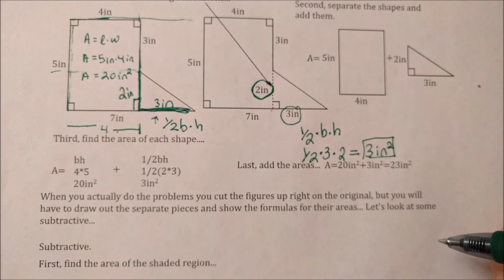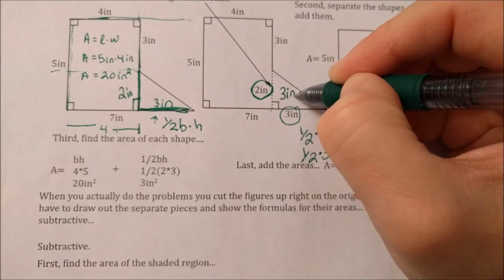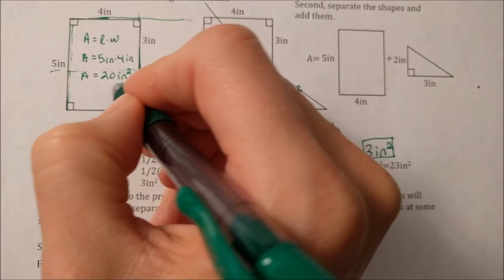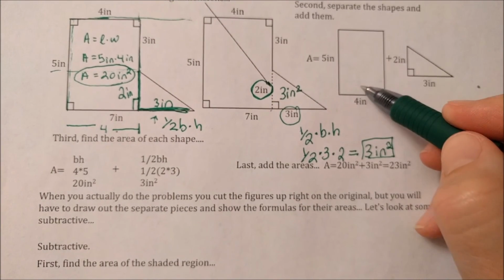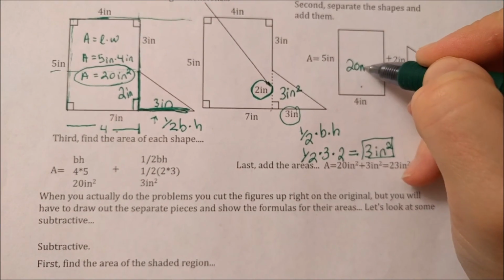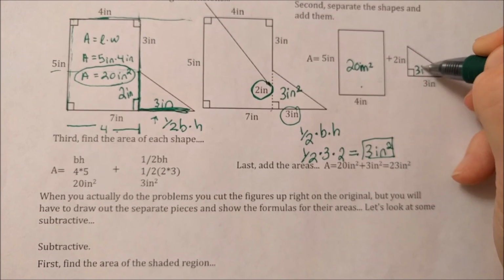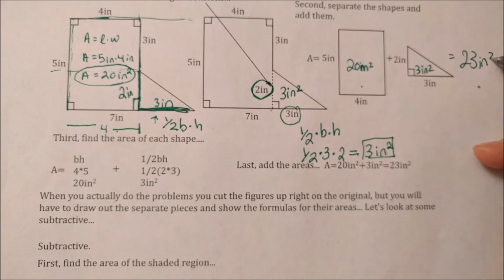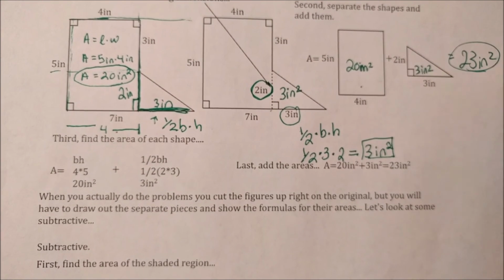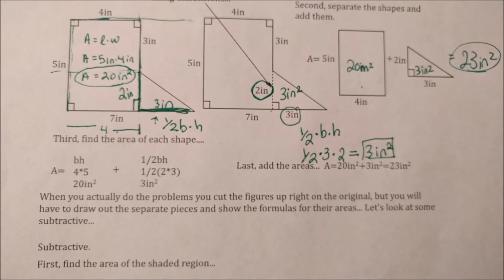And now in the end, I am just adding these values together. So remember here I got 3 inches squared, and here I got 20 inches squared. So in the end, you take the area of this guy, 20 inches squared, plus your 3 inches squared, you get 23 square inches, okay? There are other ways to do the same type of problem. We can analyze that.